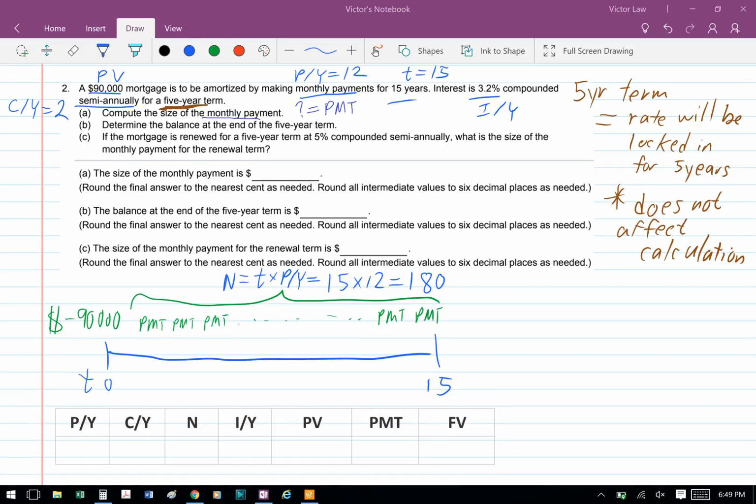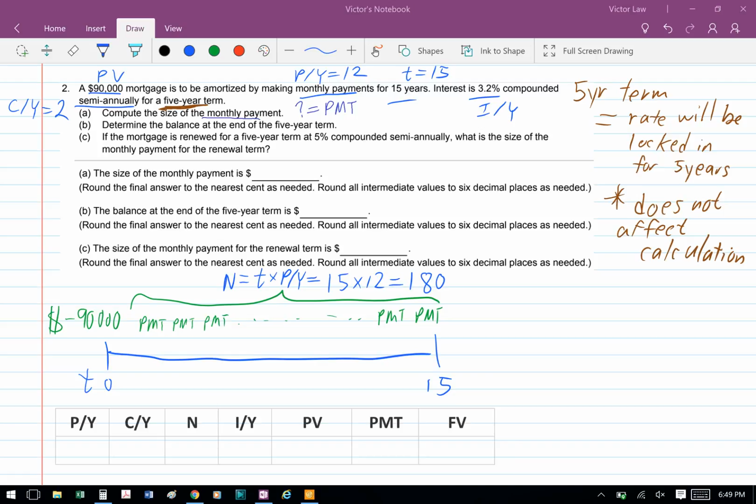The first number that we see is 90,000, that's our present value. And then it's monthly payment, so P over Y equals 12. And then 15 years, so T equals 15. I over Y is 3.2%. And then compounded semi-annually, so C over Y equals 2.